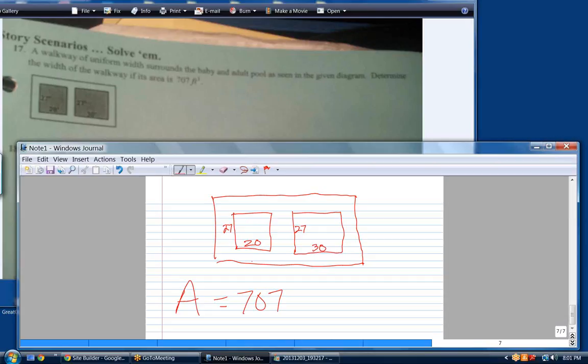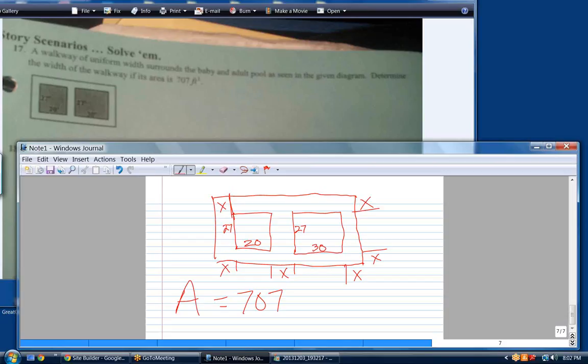So let's assign a variable. X equals the width of the walkway. So that's X, that's X, that's X, that's X, that's X. If we want the area of this walkway, there's a couple of ways we could do it. We could divide it into a few rectangles. Or is there an easier way to do it?